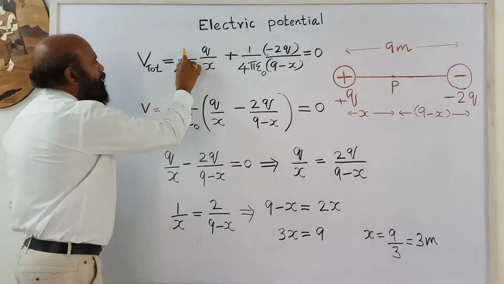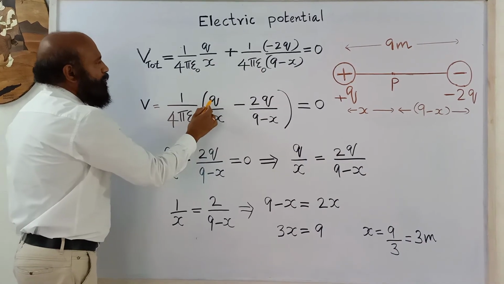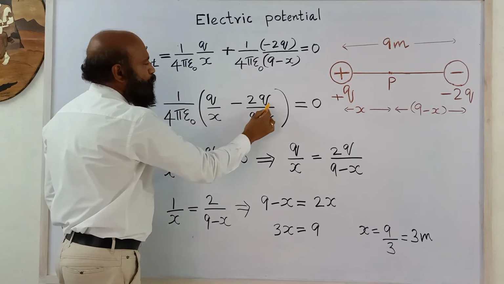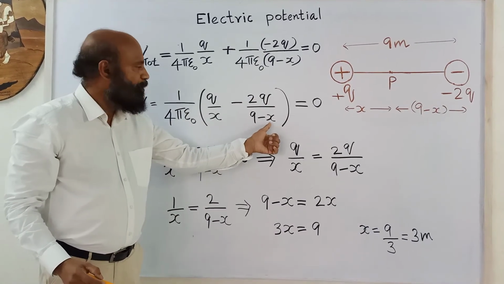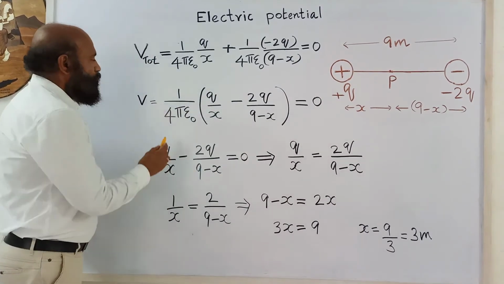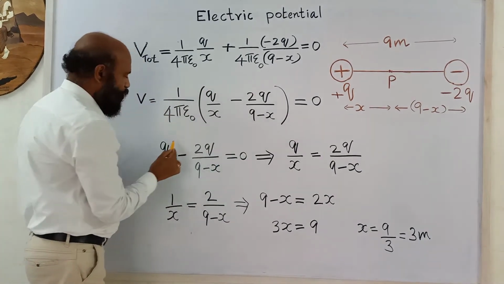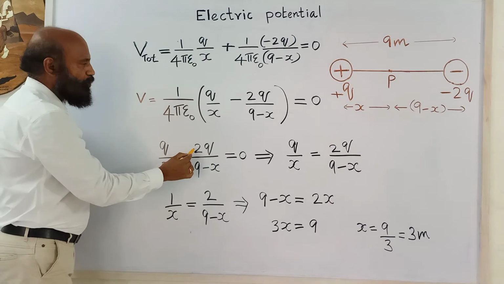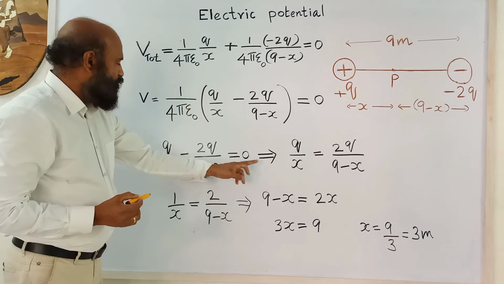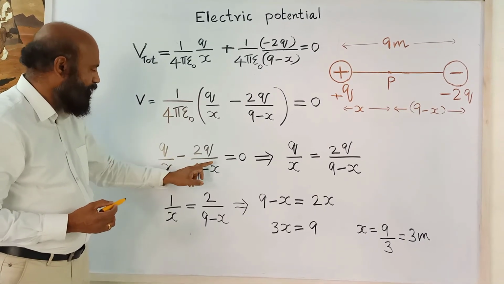Now we can take 1 by 4 pi epsilon 0 outside because it is common. Then inside, q by x minus 2q divided by 9 minus x. It is to be equated to 0. Now 1 by 4 pi epsilon 0 cannot be 0. That implies this should be 0. q by x minus 2q divided by 9 minus x should be 0. That implies q by x should be equal to 2q by 9 minus x.